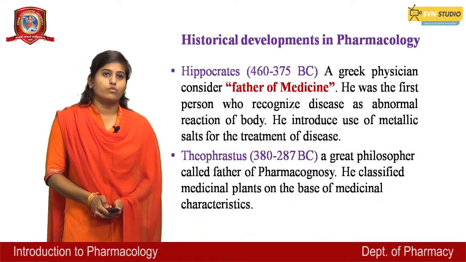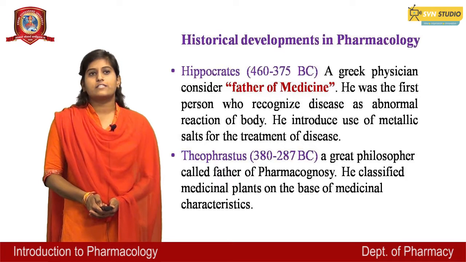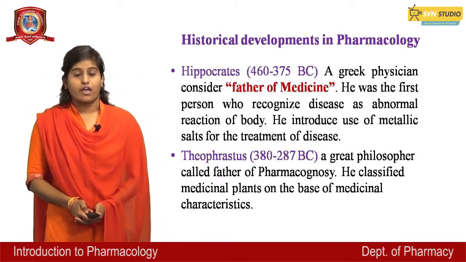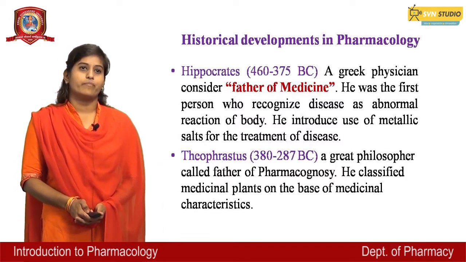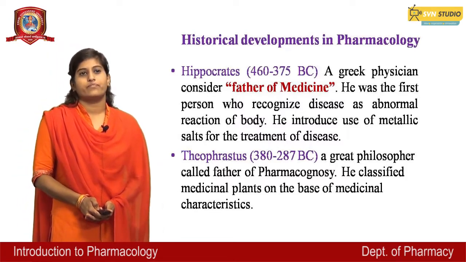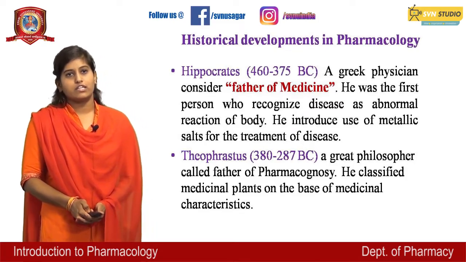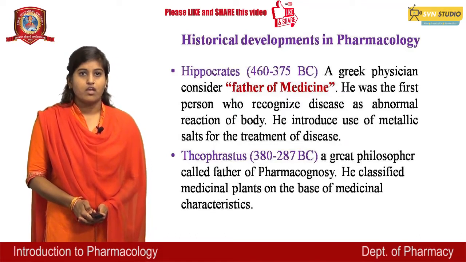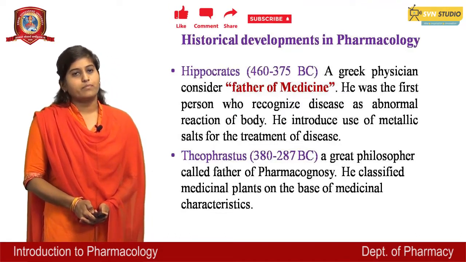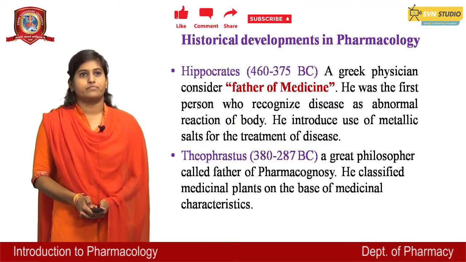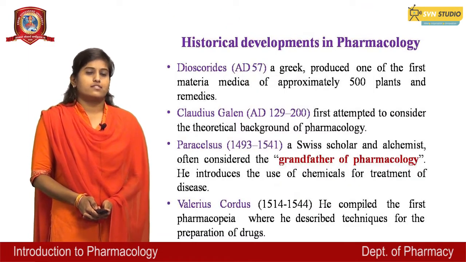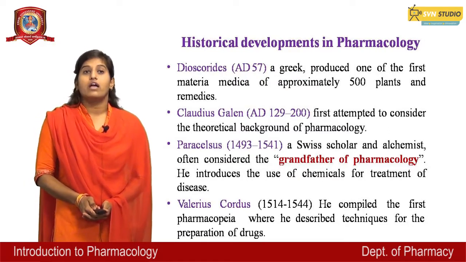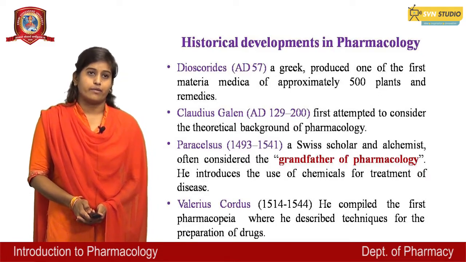Hippocrates, 460 to 375 BC, a Greek physician, is considered the father of medicine. He was the first person who recognized disease as an abnormal reaction of the body. He introduced the use of metallic salts for the treatment of diseases. Theophrastus, 380 to 287 BC, a great philosopher, is called the father of pharmacognosy. He classified medicinal plants on the basis of medicinal characteristics. Dioscorides, AD 57, a Greek, produced one of the first materia medica of approximately 500 plants and remedies.